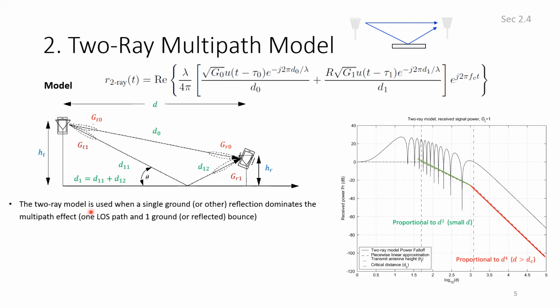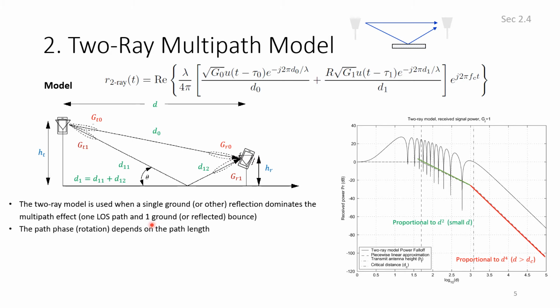So the two-ray model is used when a single ground or other reflection dominates the multipath. In physics, it doesn't have to be just one, but the dominant is one. For example, between two ships and the sea, there is usually a line of sight and a reflection from the seabed or the water surface. Although there could be other reflections, these are the dominant ones. So don't confuse that. We're just speaking of the dominant reflection, so it doesn't have to be exact. Like one line of sight and one bounce or reflection from the ground.